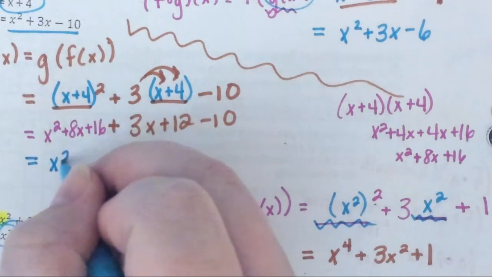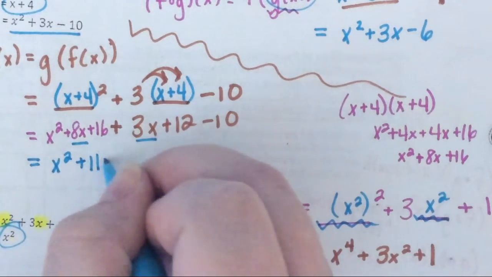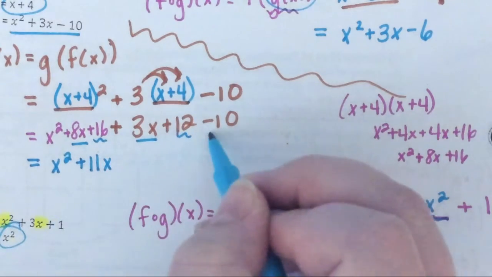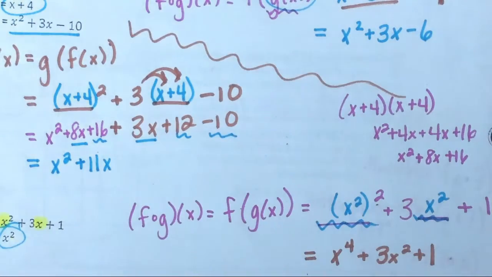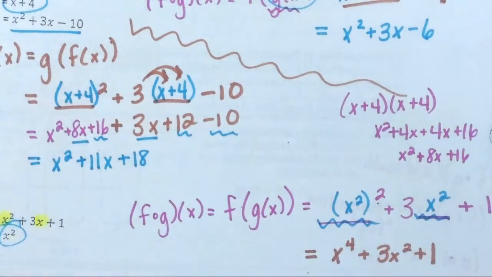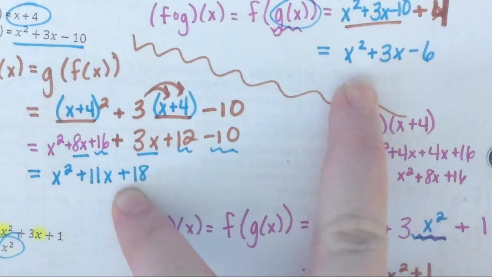Okay, we need to combine us some like terms, and we'll be done. I've got my x squared, my 8, and my 3. Give me an 11. And then, oh no, 16, 12, and negative 10. What does that give me? And 2 gets the point. 28 minus 10 is 18.